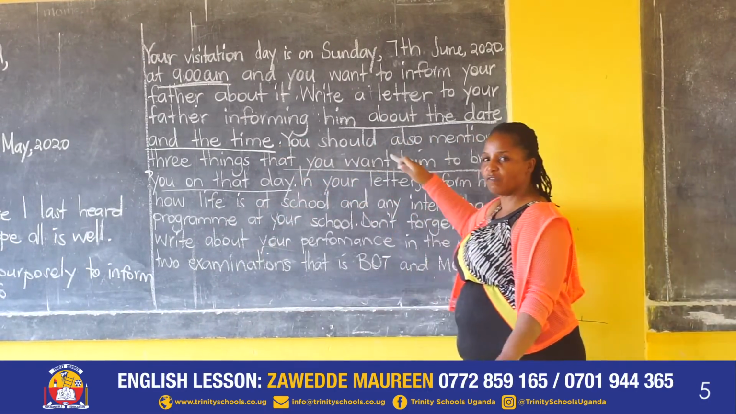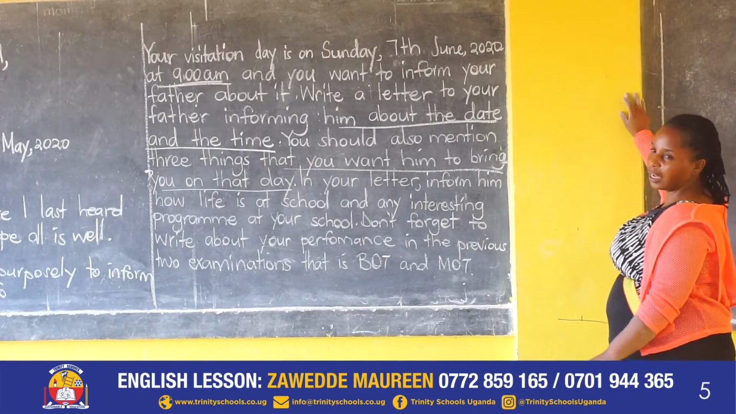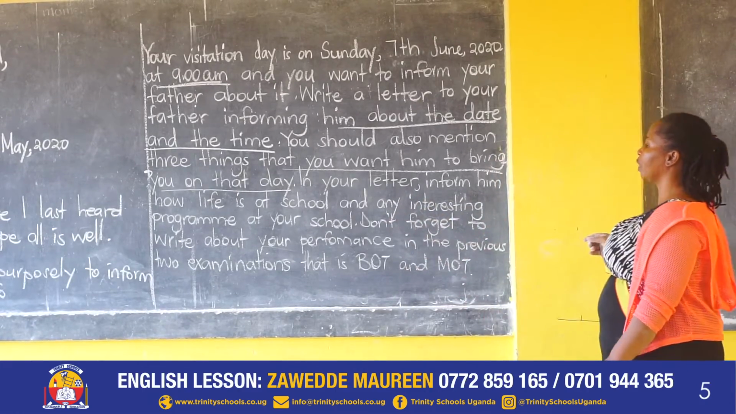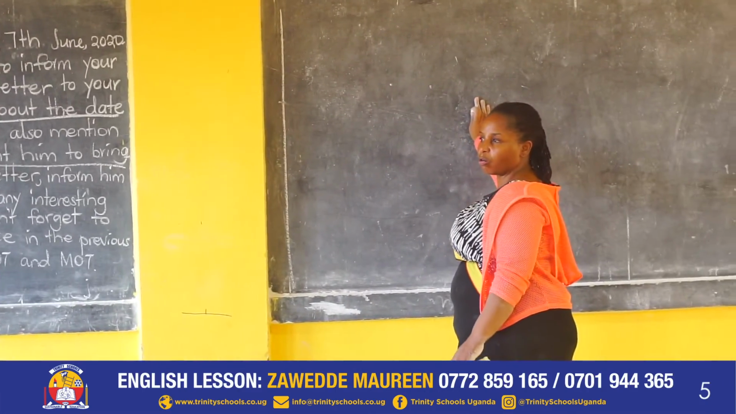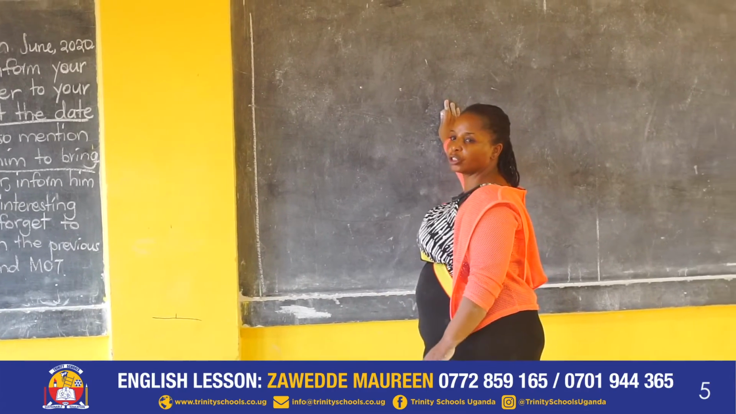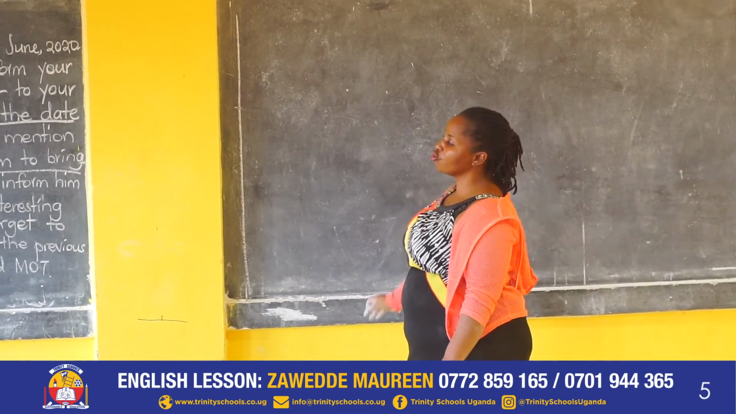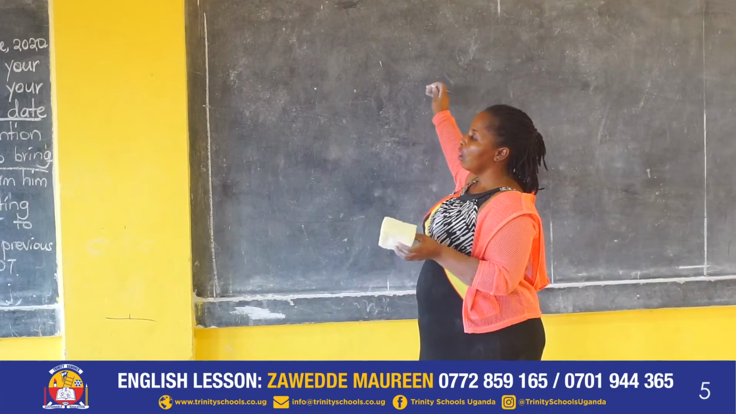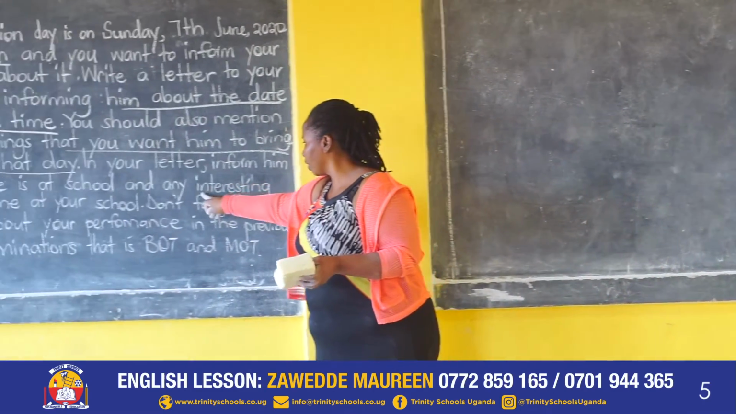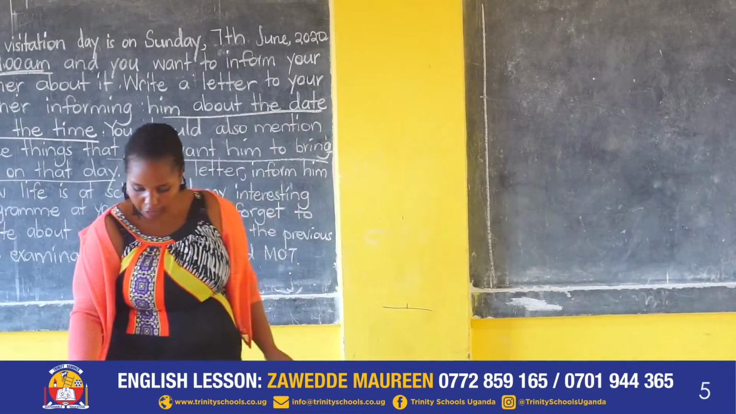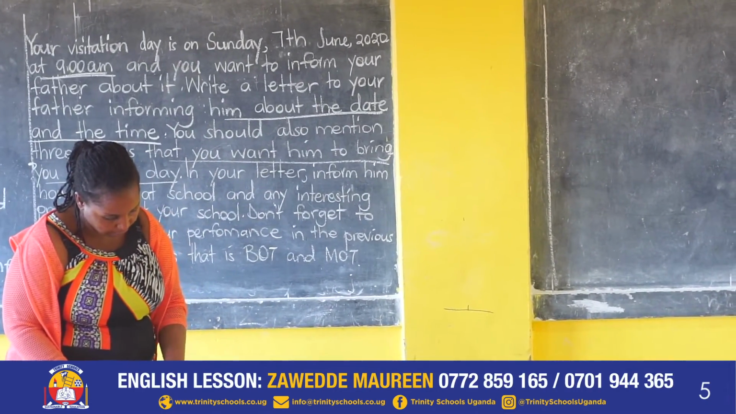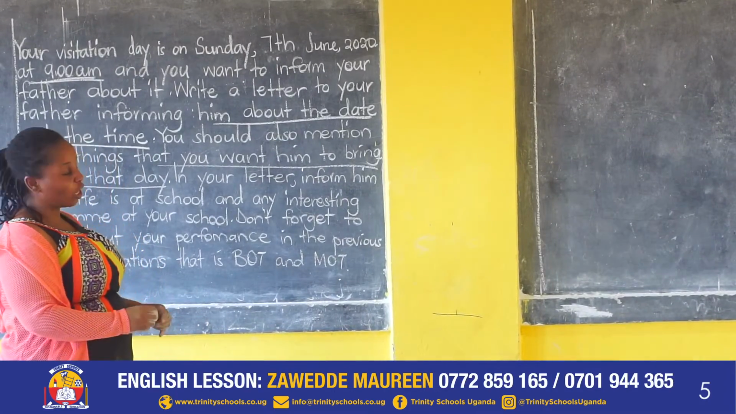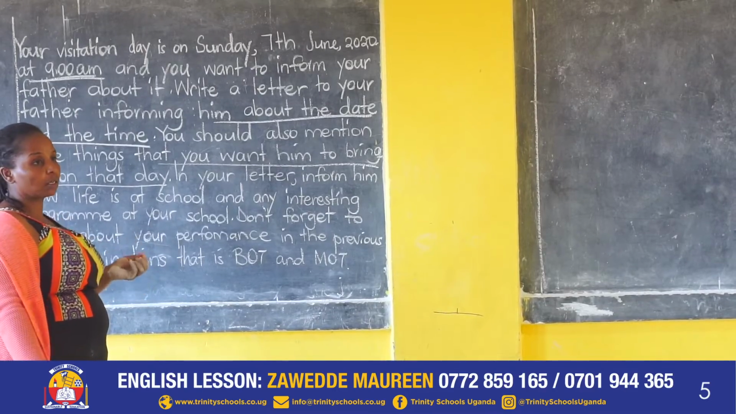You capture, you write whatever you finish putting in your letter, you underline it. That one I've captured. In your letter, inform him of how life is at school. We are getting another paragraph and say, here at school, life is so interesting. You mention any interesting thing. For example, I can say, life at school is so interesting, and I rarely miss home.